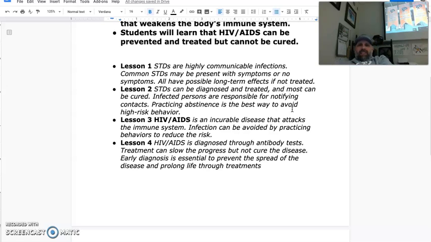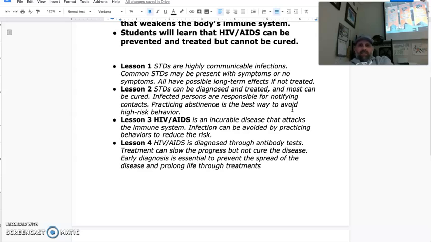Lesson 2, STDs can be diagnosed and treated, and most can be cured. Infected persons are responsible for notifying people that they've been in contact with sexually. So we'll get into a little bit of that: if somebody's been infected and they know they've been infected and they've been in sexual contact with somebody else, it's that infected person's responsibility to let them know that they tested positive for something.